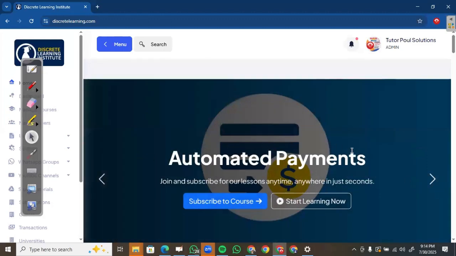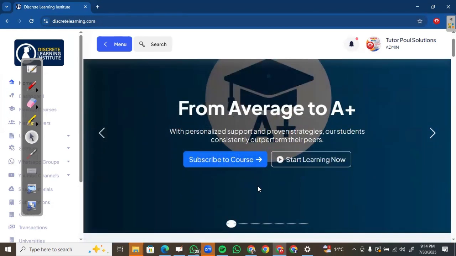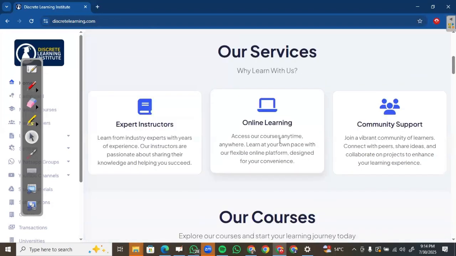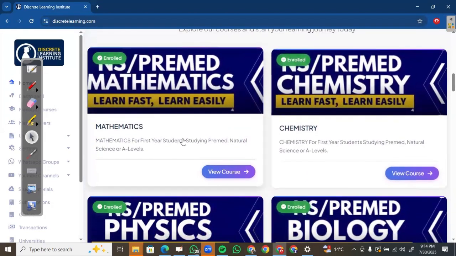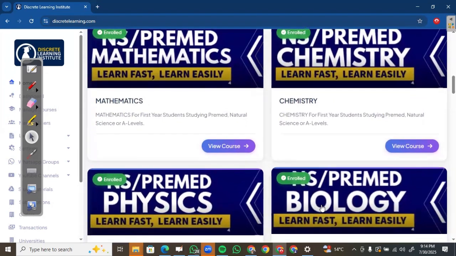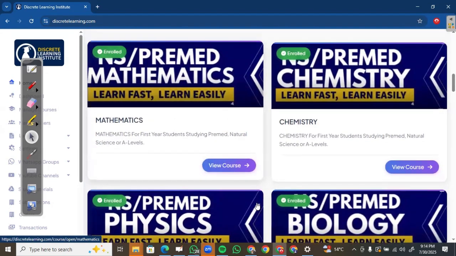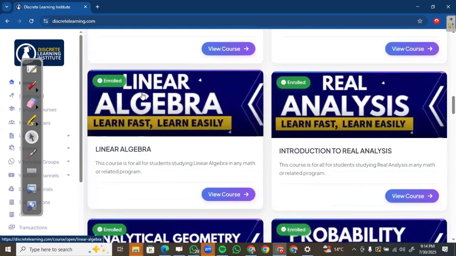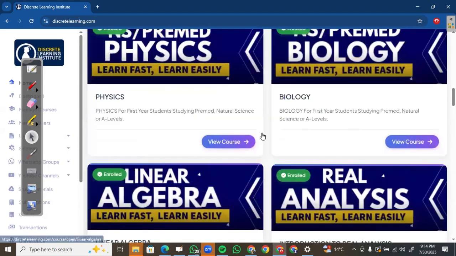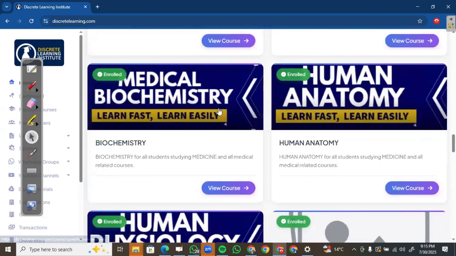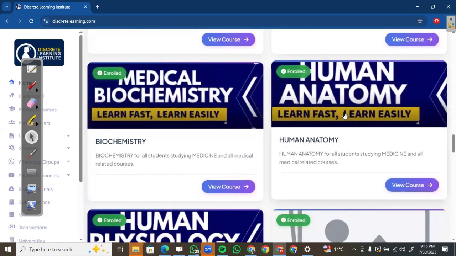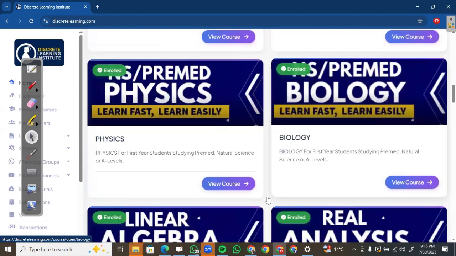You can also make payments anytime, anywhere. We don't have to be there for you to make payments. You just go on the website and register for any course that you want. Once you come down here, there's mathematics, chemistry, physics, biology for those doing pre-meds, but we offer a lot of courses. This is higher math for those who are interested. Once you are done with pre-meds, you start learning biochemistry, human anatomy, all these things. We have them here.